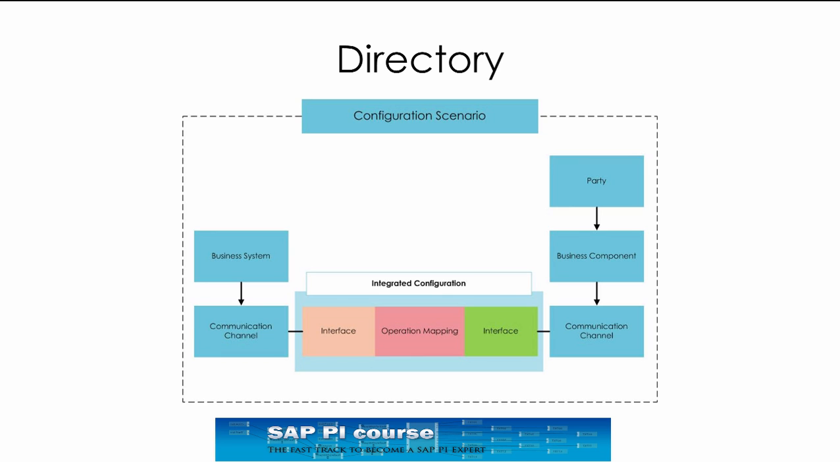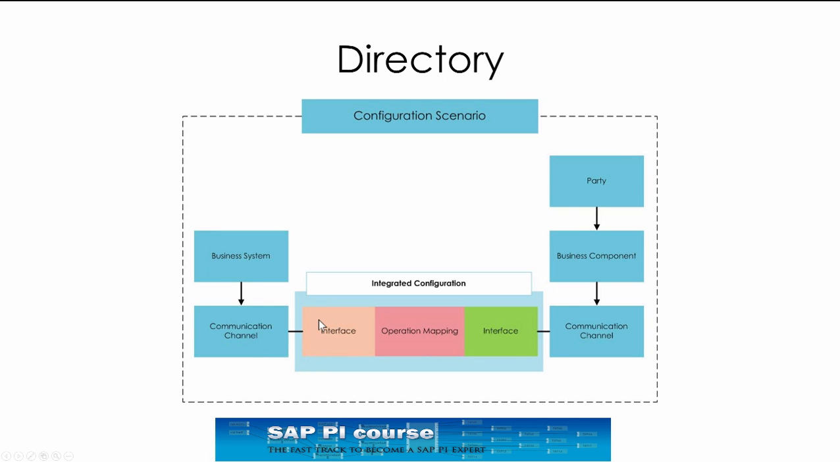So if we look at the directory here and see the different components we have. We have a configuration scenario that is a good way to group all the different components together, because then you can just transport your integration scenarios from one system to another one. So we have a business system. The business system is created in the SLD, and this one has a communication channel. In this case, this is the sender communication channel, because the business system is the sender.